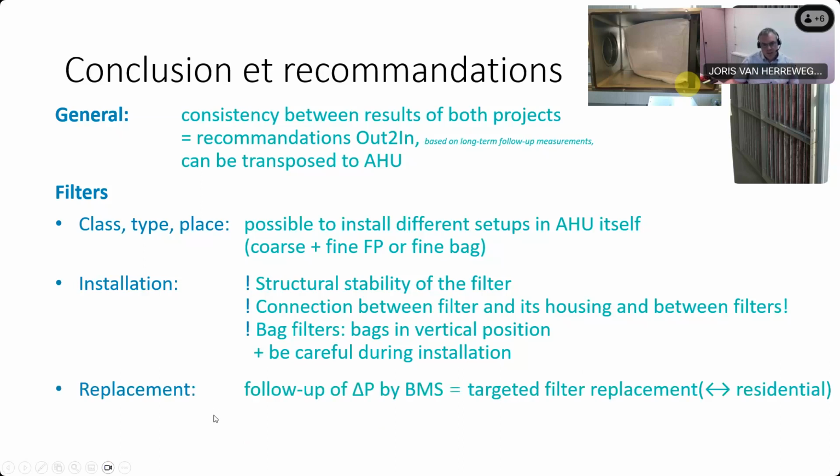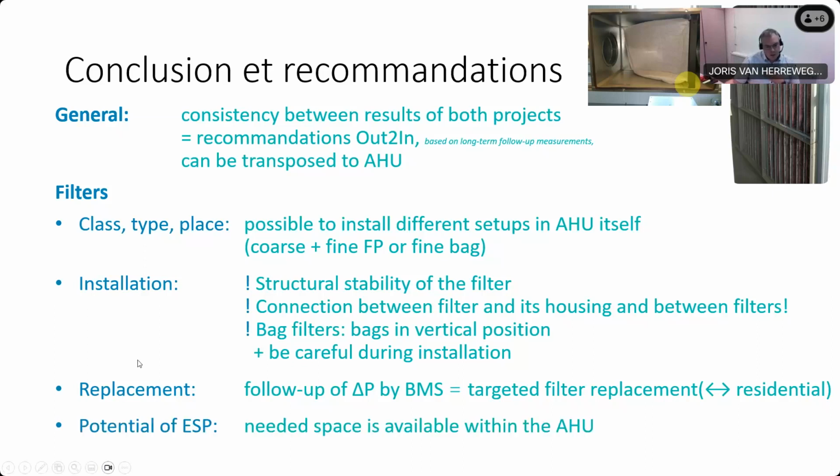Regarding replacement, the advantage is for air handling units that in most of them, the pressure drop over the filters is monitored by a building management system, meaning that you can go to targeted filter replacement. This is something that is not the case for residential systems. So there you are mainly dealing with time-based replacement of a filter.